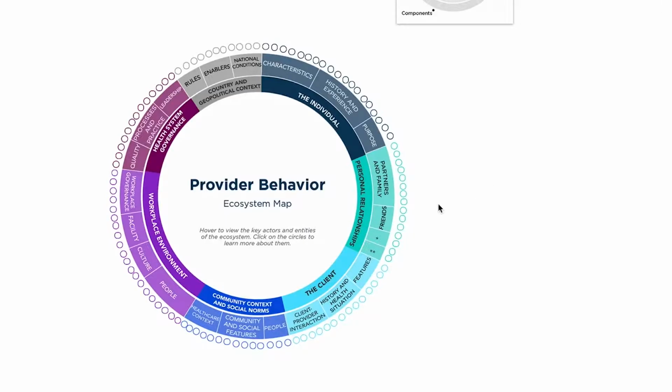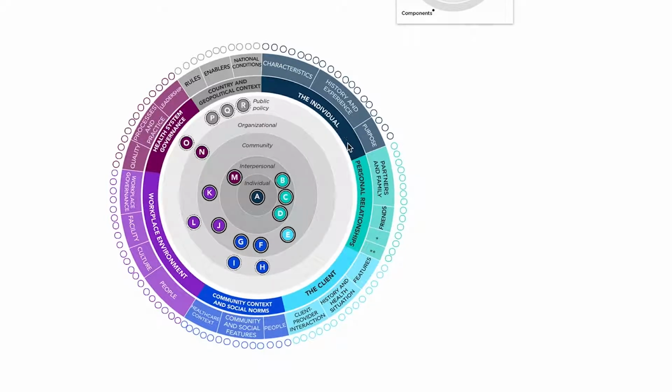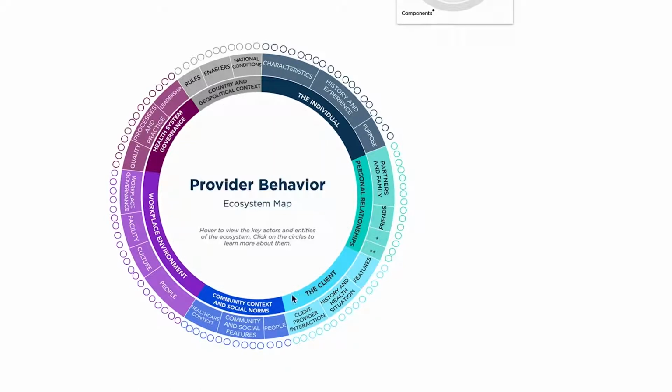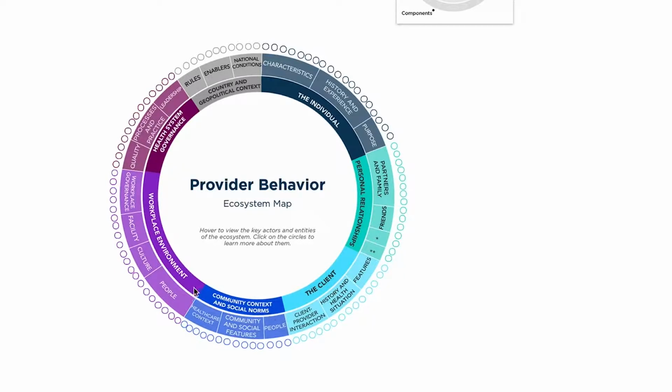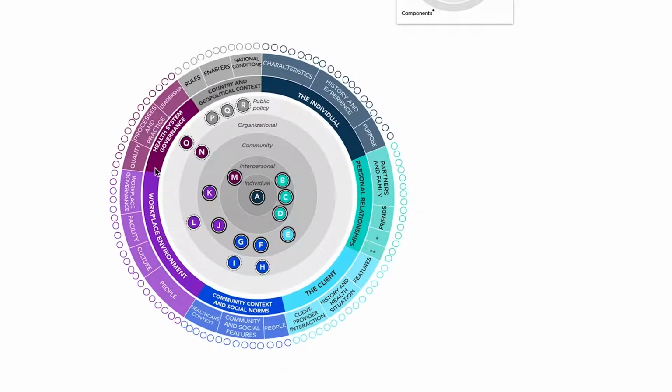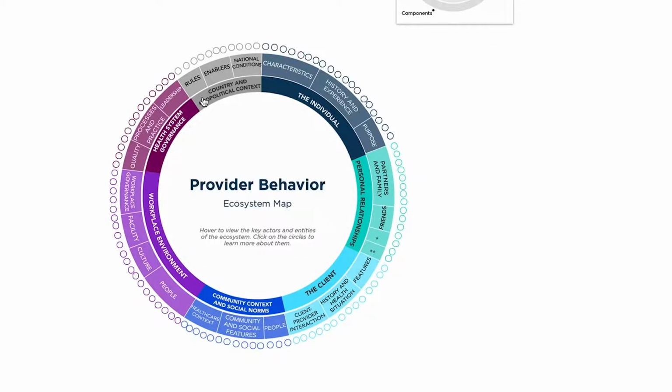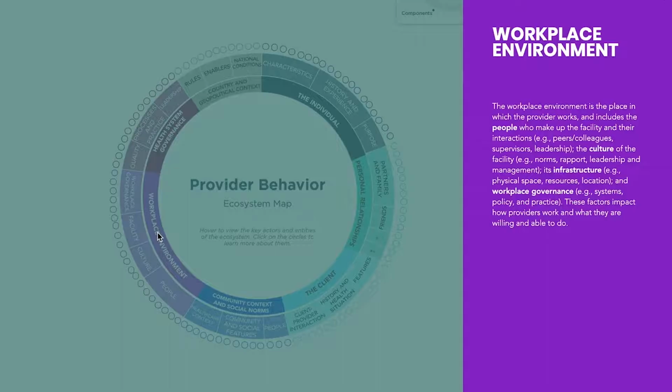Moving to the inner ring of the map, you will find the influence factors. Influence factors are the overarching groupings of elements that influence provider behaviour across the ecosystem. There are 7 influence factors: the individual, personal relationships, the client, community context and social norms, workplace environment, health system governance, and country and geopolitical context. You can learn more about each influence factor by clicking on its text label. Each pop-up window provides a description of the influence factor and its relationship to provider behaviour.